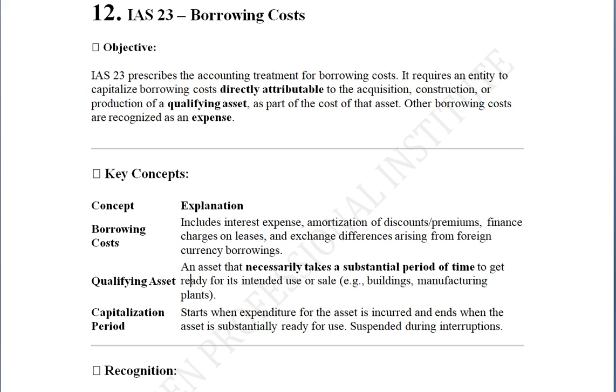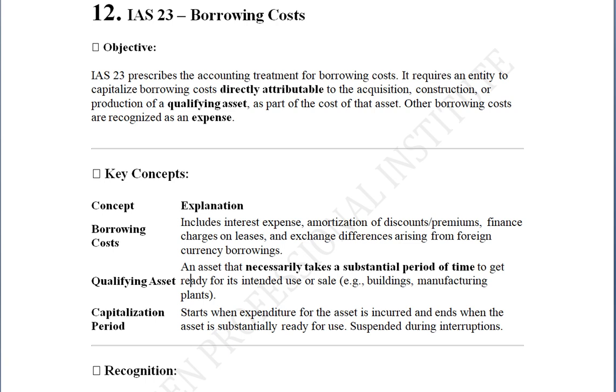The next thing that we need to identify is qualifying asset. What are qualifying assets? Qualifying assets are assets that necessarily take a substantial period of time to get them ready for their intended use or for sale. Please take note of these words in this definition. An asset that necessarily, the word necessarily matters a lot, necessarily takes a substantial period of time. Take note of that also, substantial period of time to get them ready for their intended use or for sale.